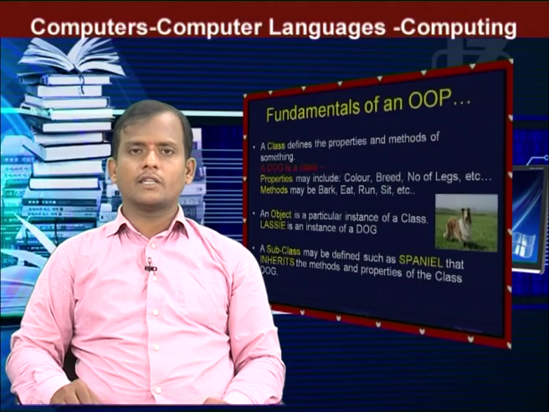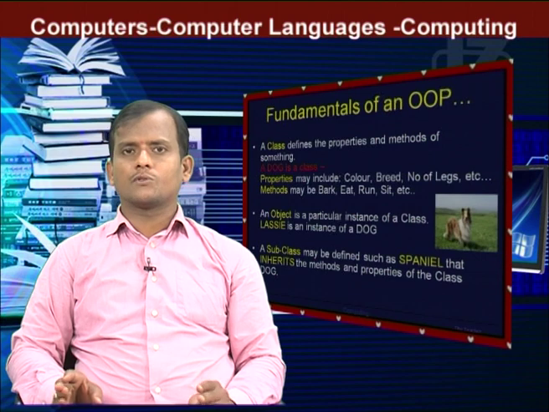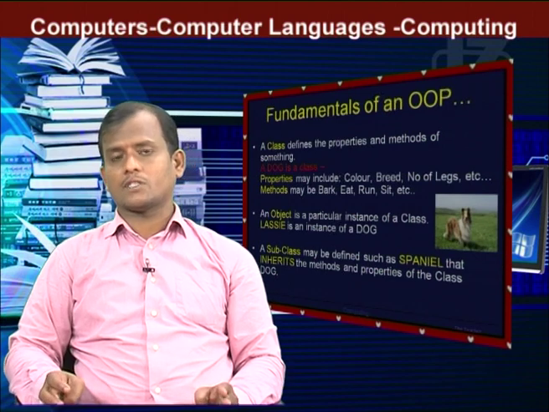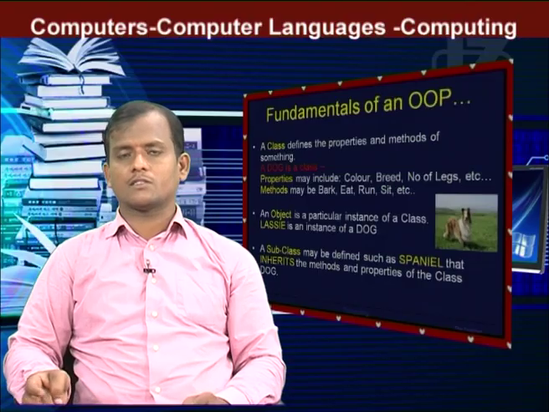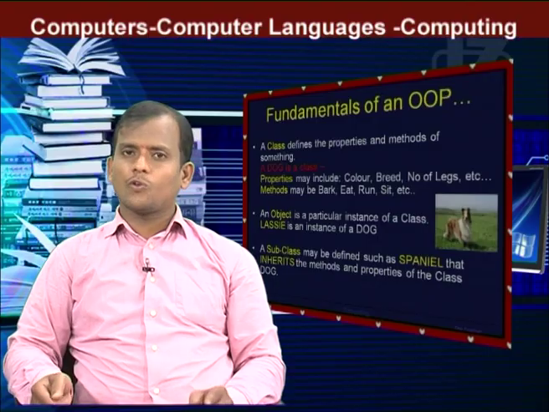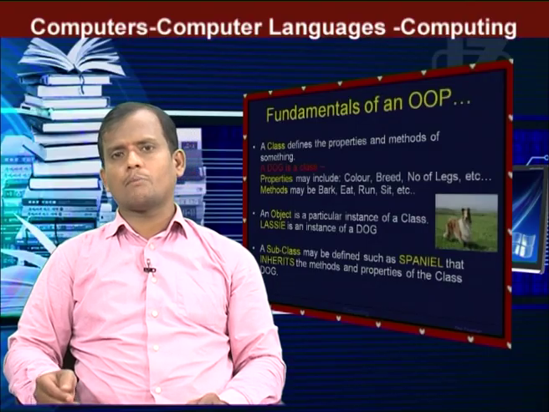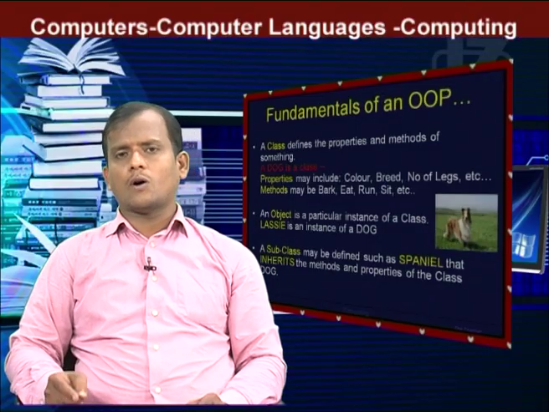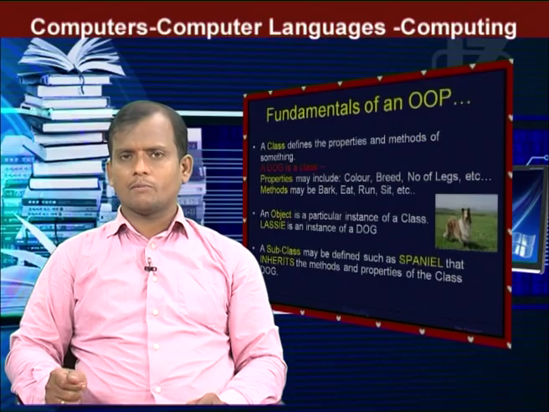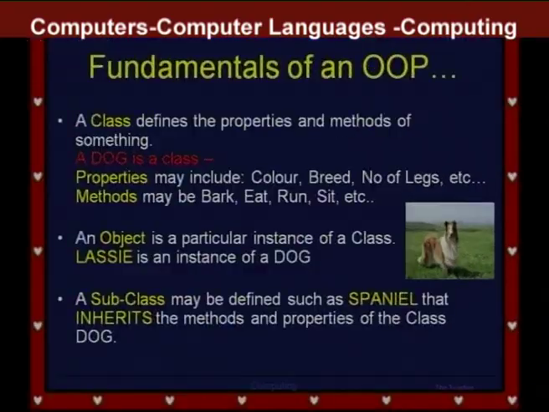Okay, as I said, languages are specific to some areas. For satellite purposes, we have some languages. For scientific purposes, we have some languages. For commercial purposes, we have some languages. Similarly, for coding purposes, we have some languages. So apart from that, object-oriented programming language is one of the famous programming languages.